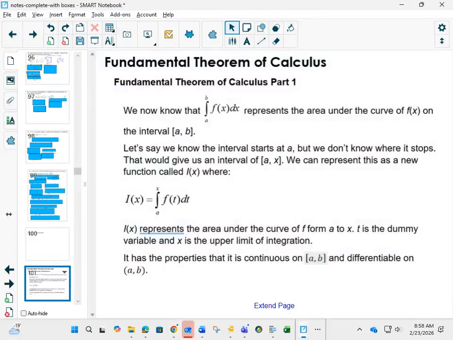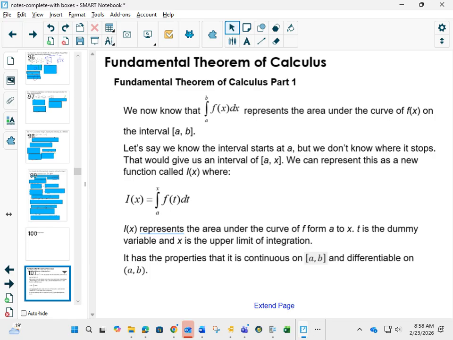Fundamental Theorem of Calculus, Part 1. So the idea, we saw this in the video, is that if you had an integral from a to b, that would represent the area under the curve, which is between the curve and the x-axis, from a to b.